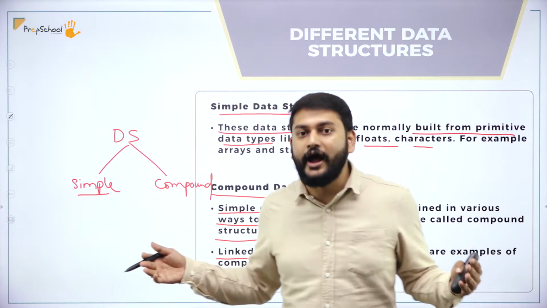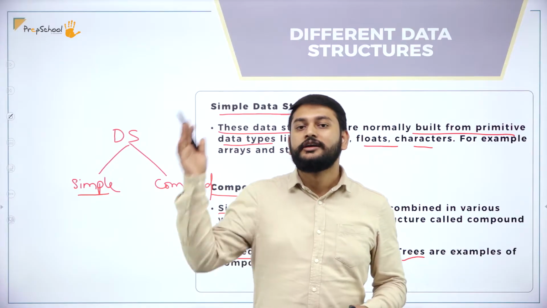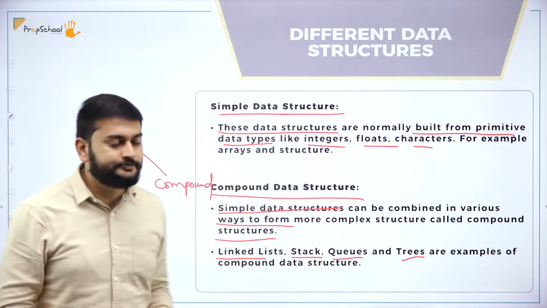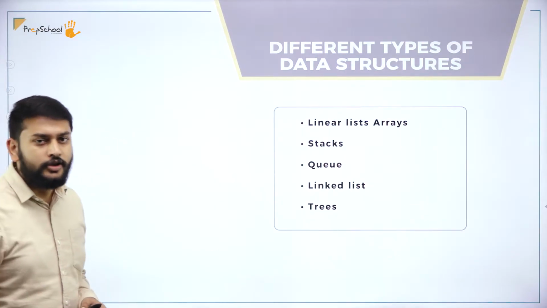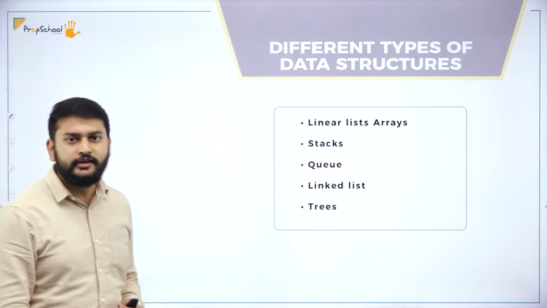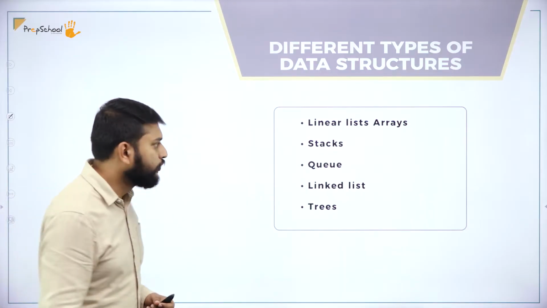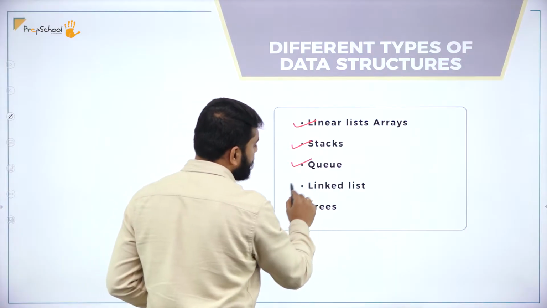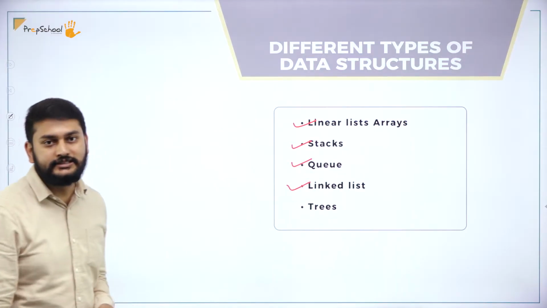So this is what you have to understand when it comes to the different types of data structure. Let's understand that one by one. I have these many data structures. The first one is linear list array, the second one is stack, then queues, linked list, and trees.